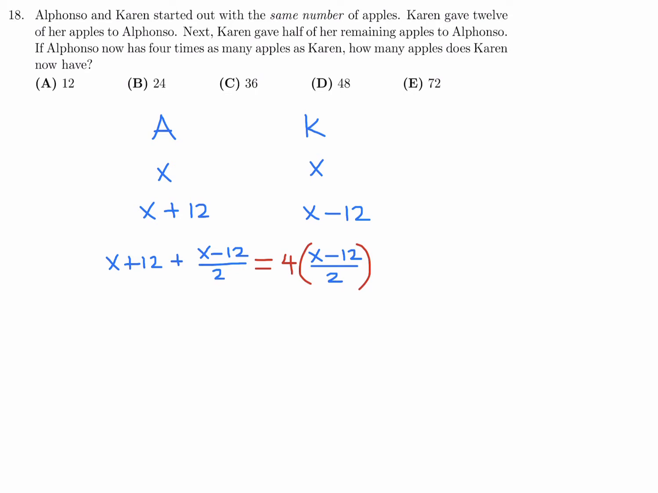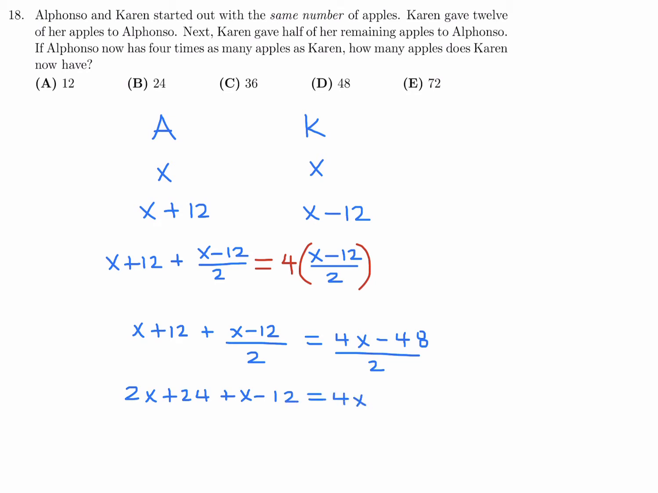So let's solve that. We've got x plus 12 plus (x minus 12) over 2 is equal to 4 times (x minus 12) over 2. Multiply through everything by 2, get rid of that fraction. 2x plus 24 plus x minus 12 is equal to 4x minus 48. We're multiplying through by 2, so that fraction can disappear. So now collecting like terms, it looks like this is going to be x here. 24 minus 12 is 12. 12 plus 48 is 60.